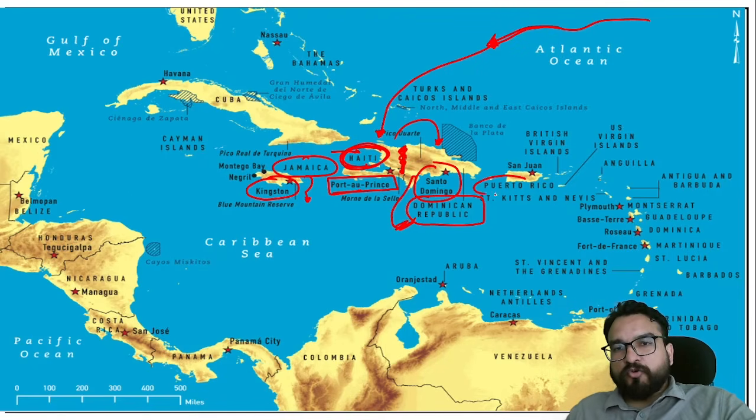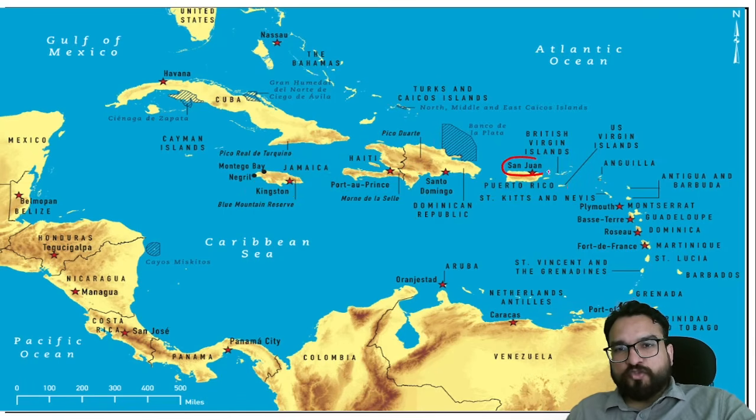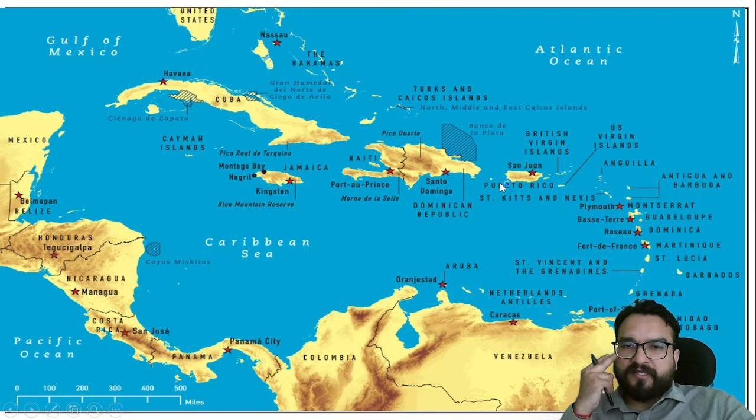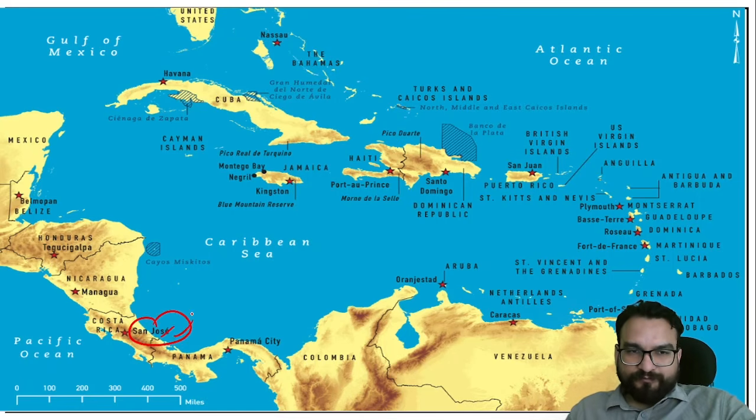Then you will be finding Puerto Rico. Puerto Rico's capital is San Juan, not San Jose, San Juan. You can leave these capitals because these are small island countries. No need to remember their capitals too. But don't get confused with San Jose.